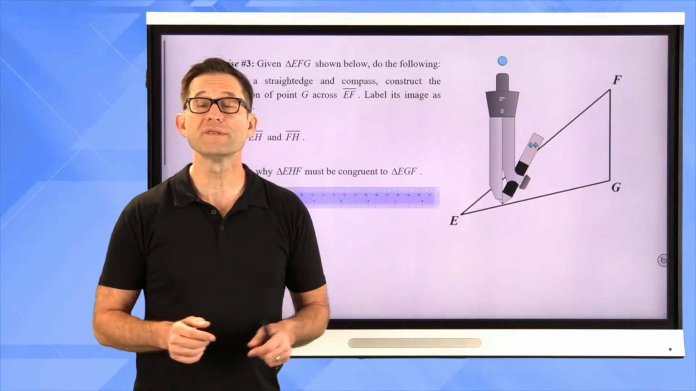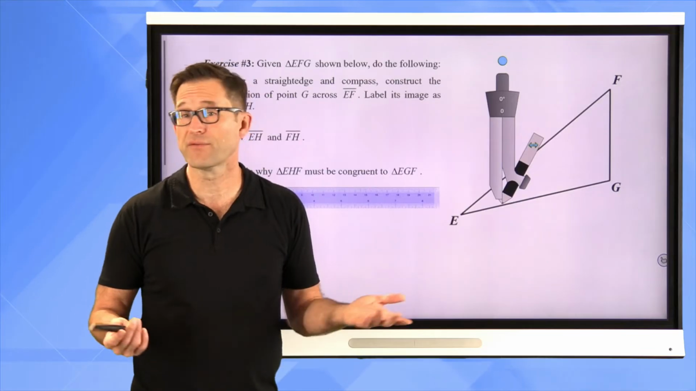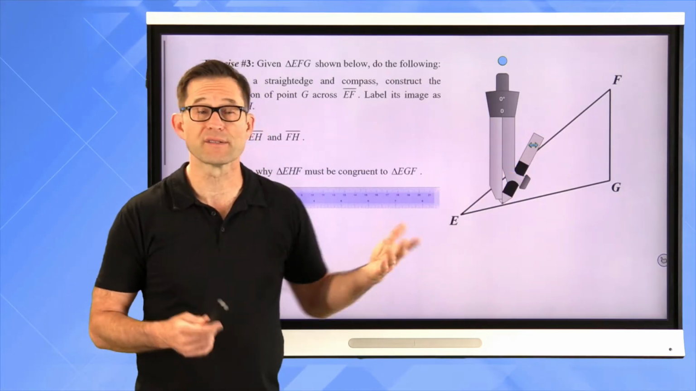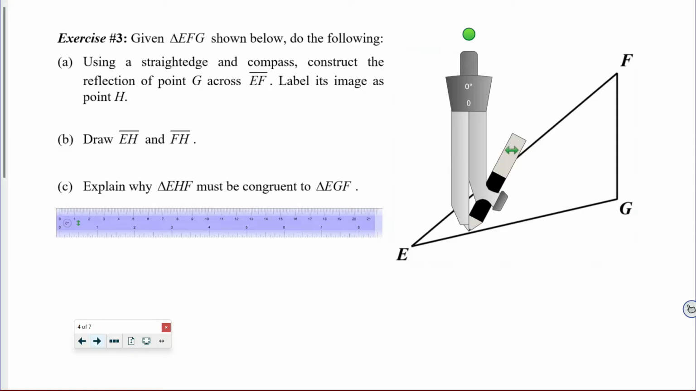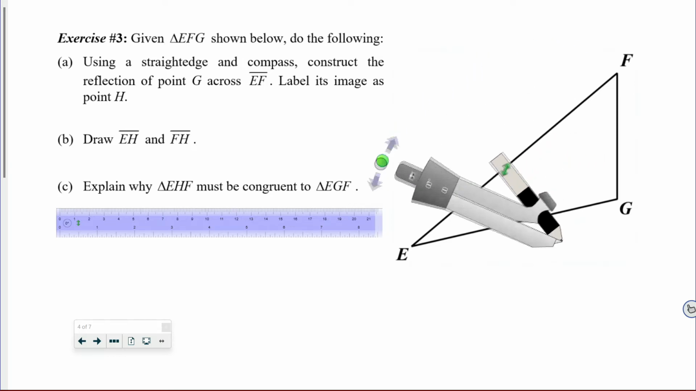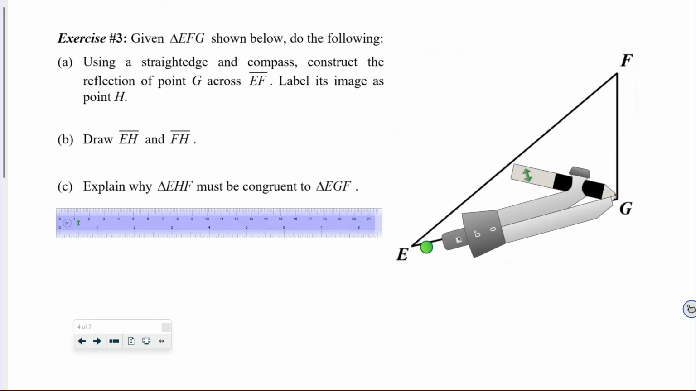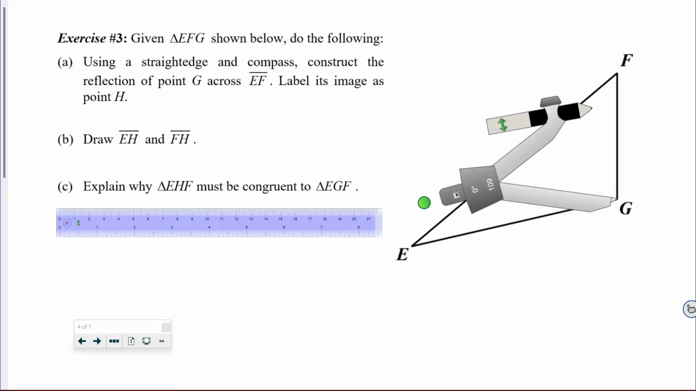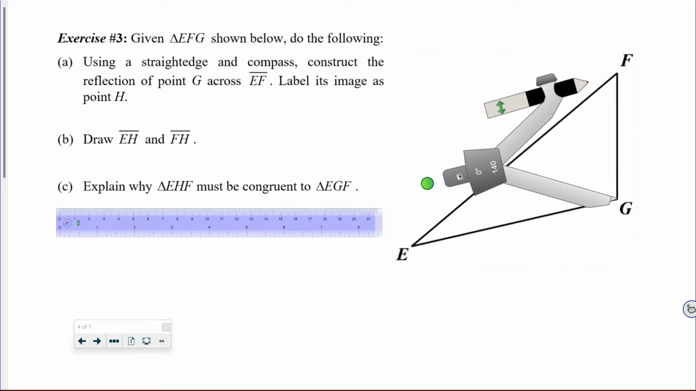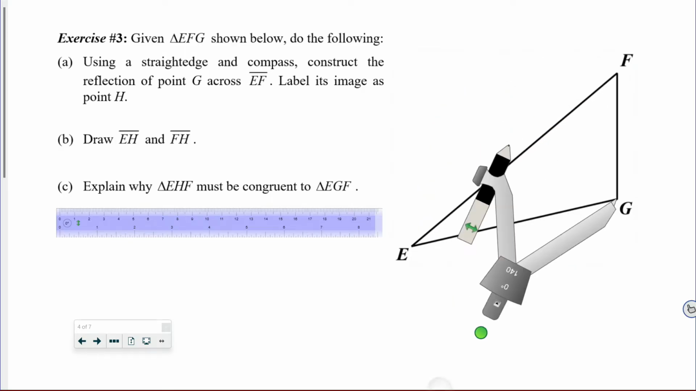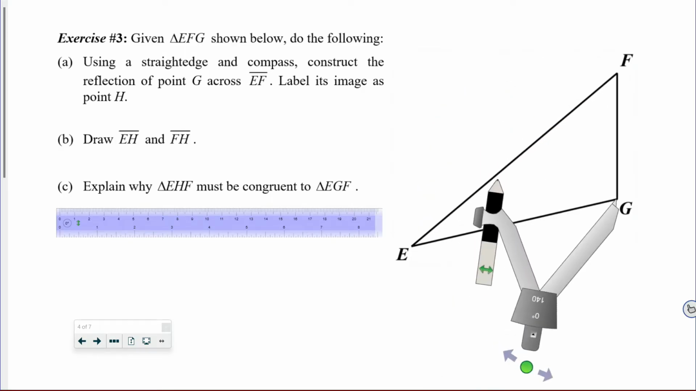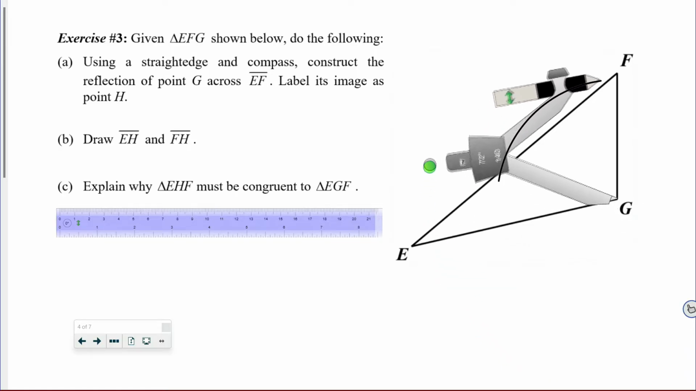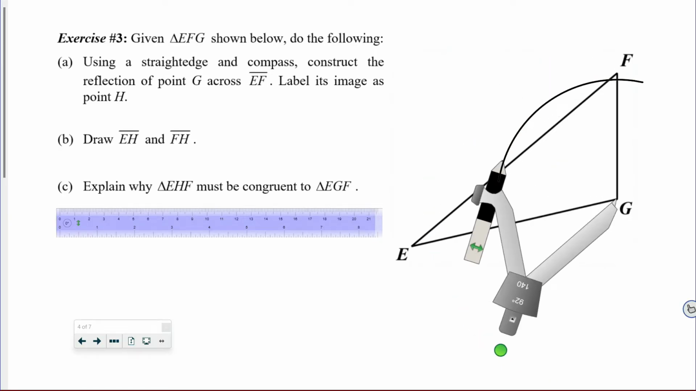All right, well this is no different from what we've been doing. We just have to do it within this context. So let's go ahead, right? As always, the first thing I'm going to do is put my compass point right at G. Open up that compass, right? I've got to get it big enough that it's going to end up giving me 2 intersection points. That should be good. Just barely, but I got it.